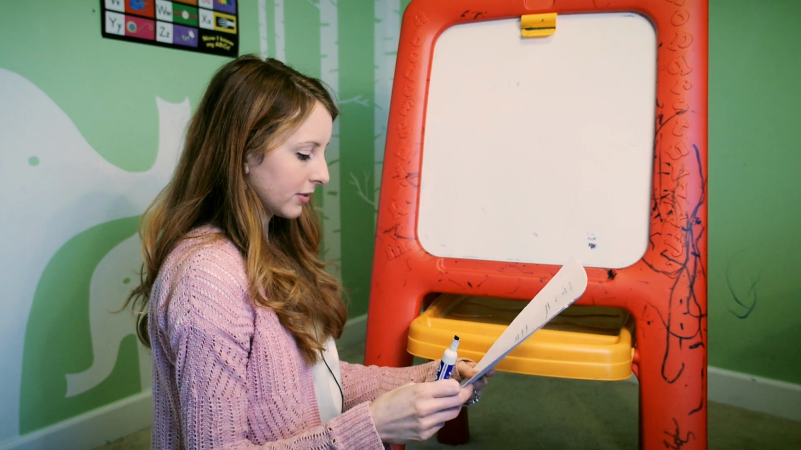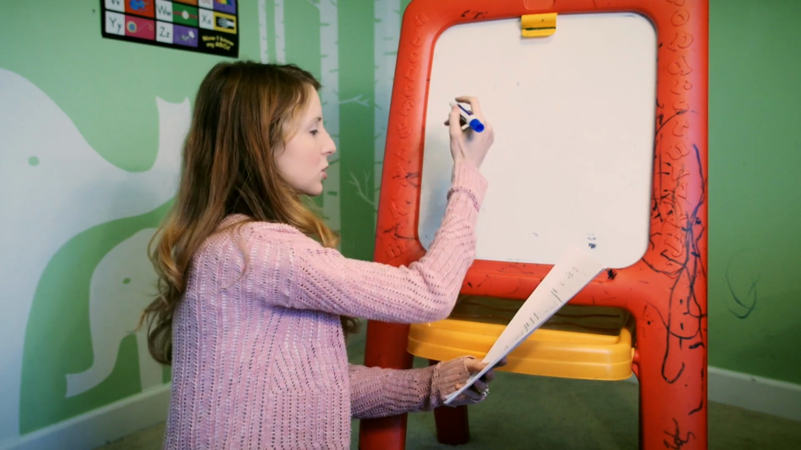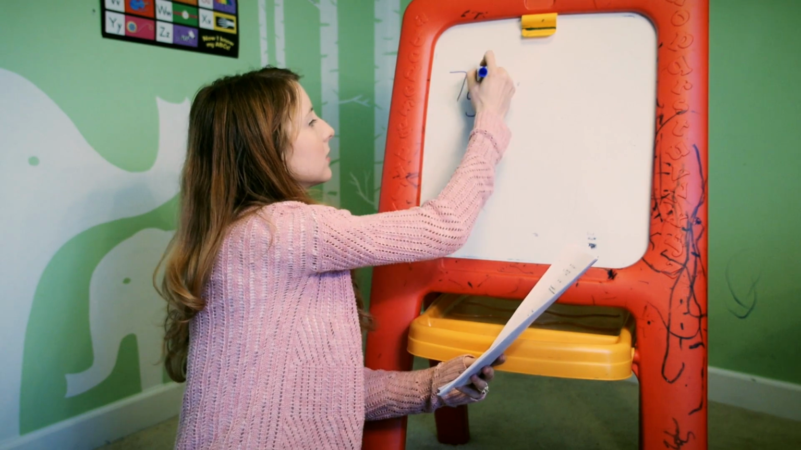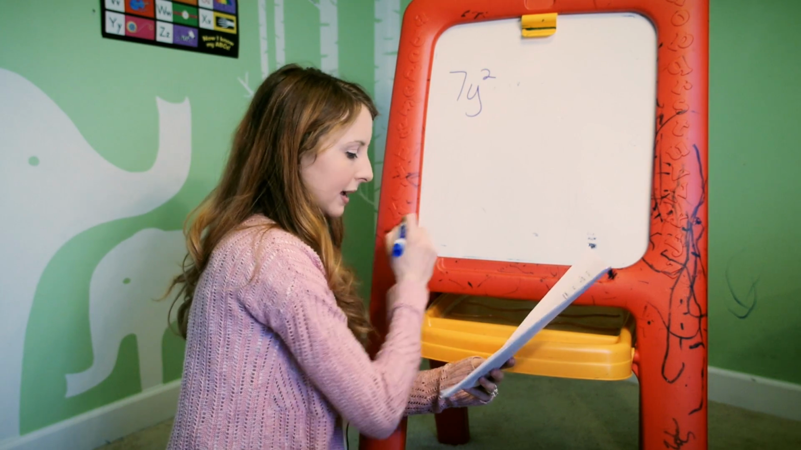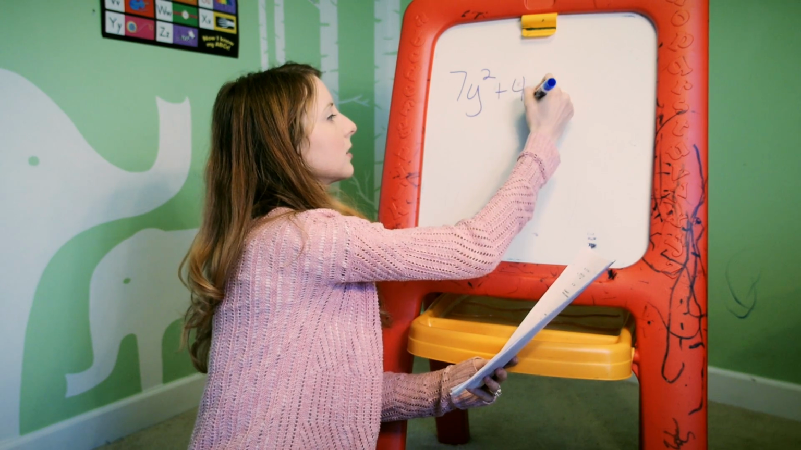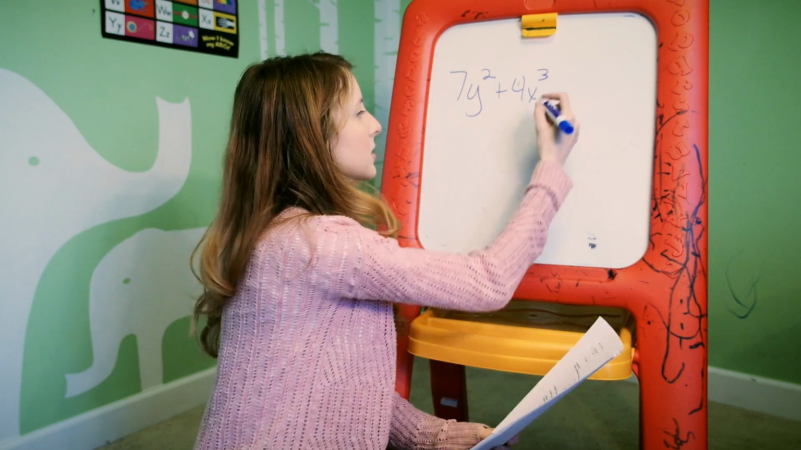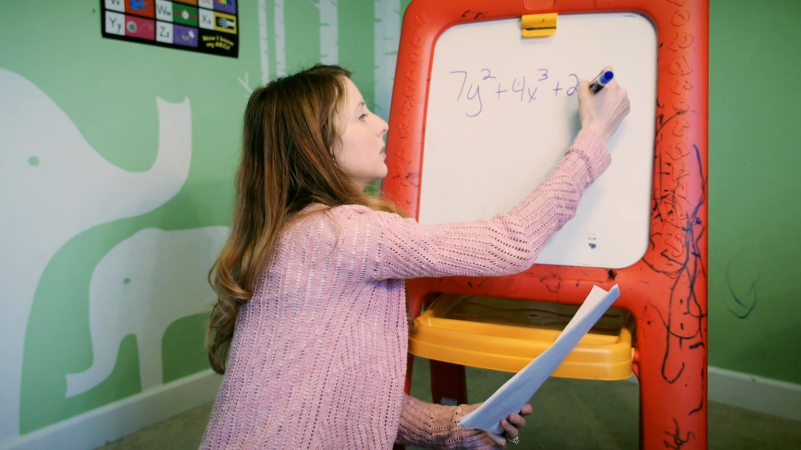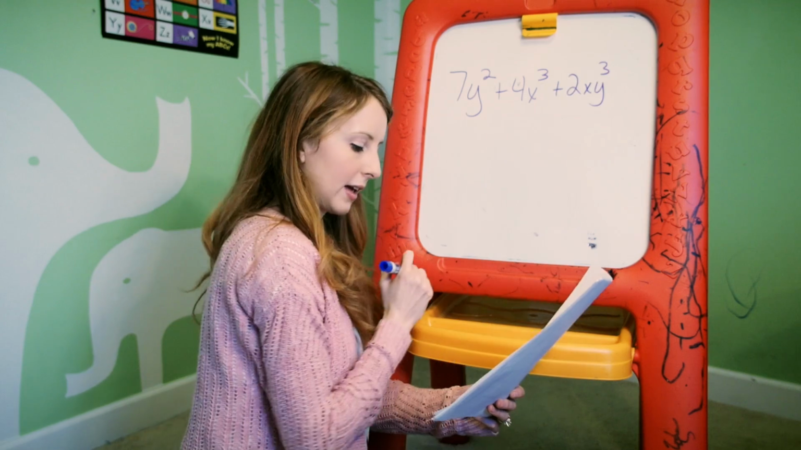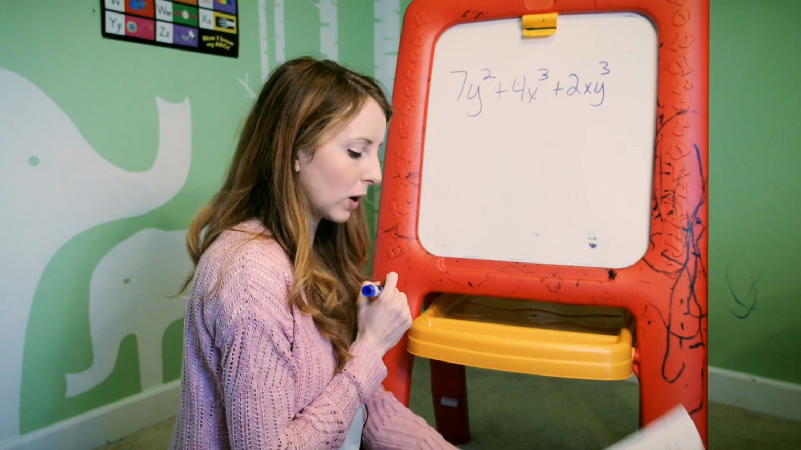We have 7y squared plus 4x cubed plus 2xy cubed and minus x squared y squared.